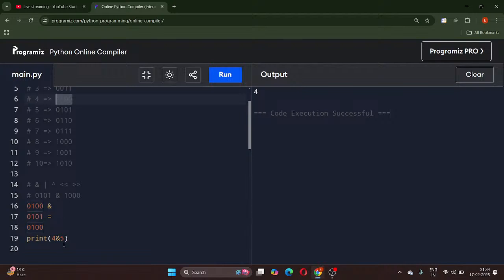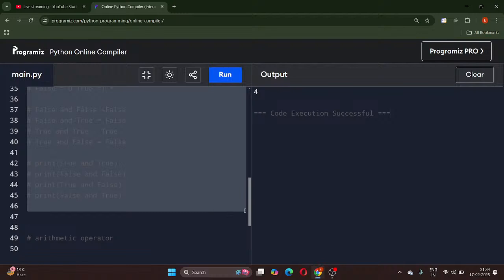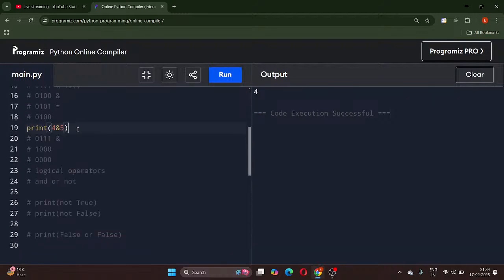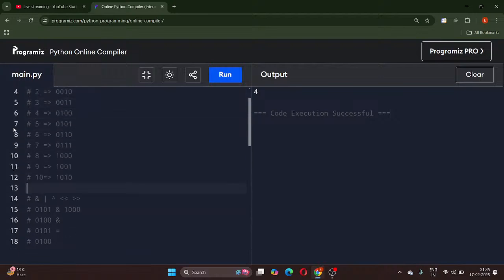So that's why you get the final result as 4, which you can see here. So this is the final result, which is 4. Right, so this is how we are working. Is it clear now? Everyone, is it clear? It is clear, right?